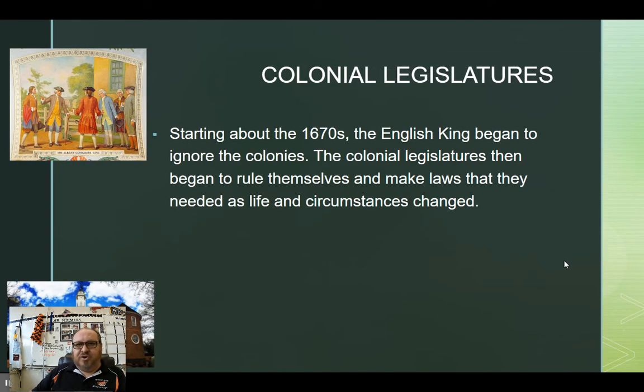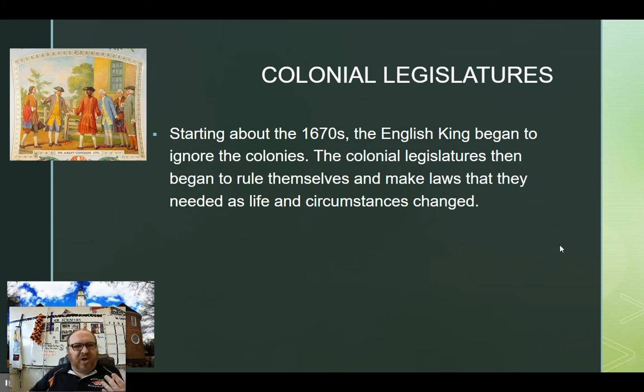So most of the colonial legislatures were representative. And starting in about 1670, the English kings began to ignore the colonies more or less. The colonies were sending goods over to England and making money. The king was making money off of the goods. Things were going fine. There were no problems. And so the king eventually went, whatever, do your thing. And he let them rule kind of how they wanted.